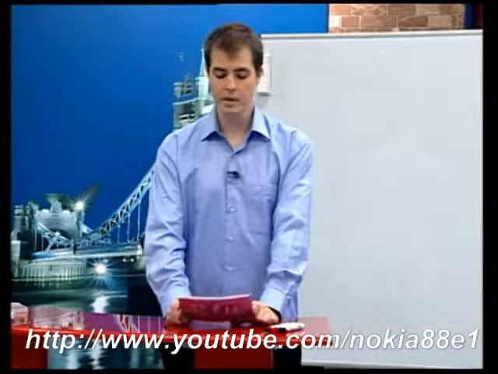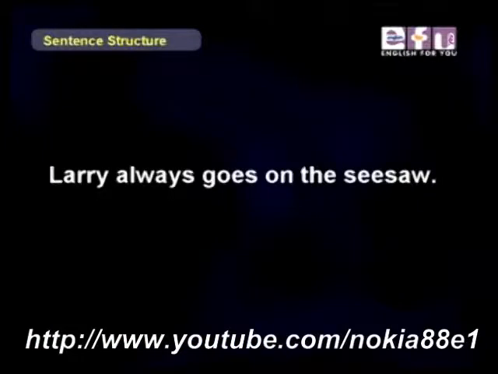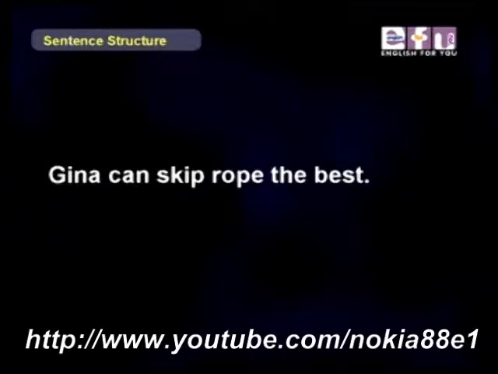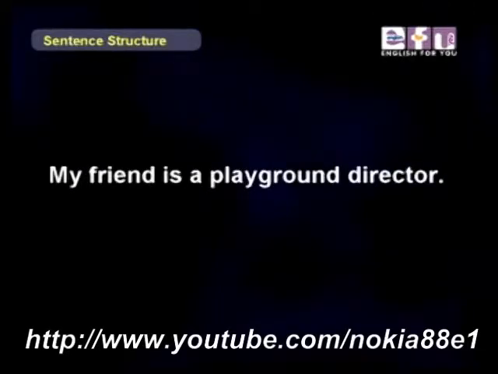A verb is a word or a group of words that is used to describe an action, an experience, or a state. The verb usually comes after the subject, as in these sentences. Larry always goes on the seesaw. The playground was closed after the flood. Gina can skip rope the best. My friend is a playground director.